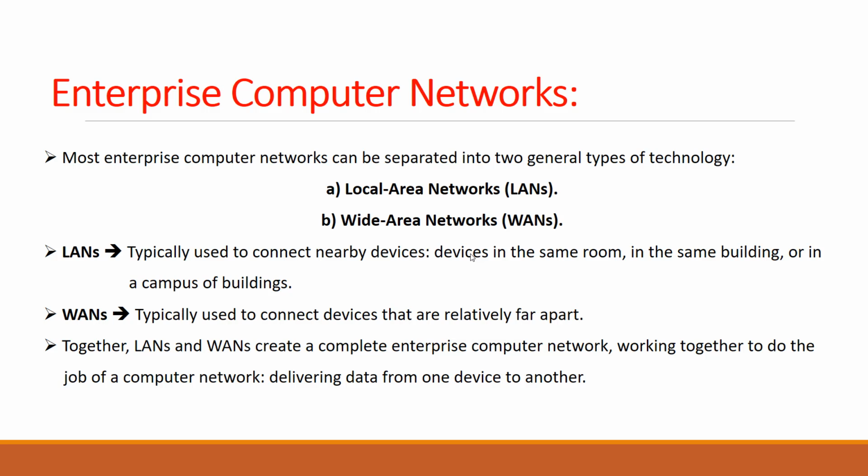So let's think about the enterprise computer networks. There are two types of networks. We can classify the enterprise's computer networks into two types of technology. The first one is the local area networks or LANs. The second one is wide area networks or WANs. Let's define the LANs and WANs.